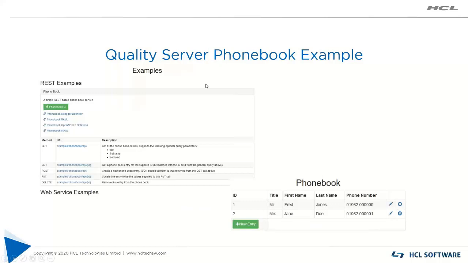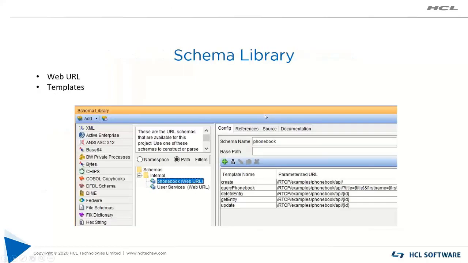I'm going to briefly show you the Quality Server Phonebook example just to get us going, and that's a good way to start with the web URL schema. This is an application that's running for you, a web service running in Quality Server that you can play around with to learn this technology.